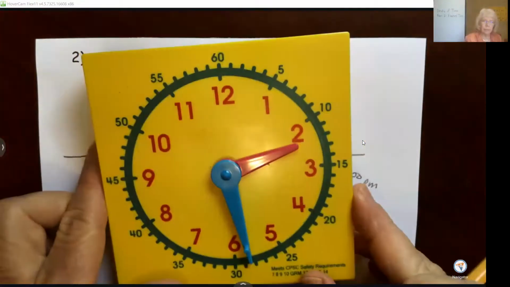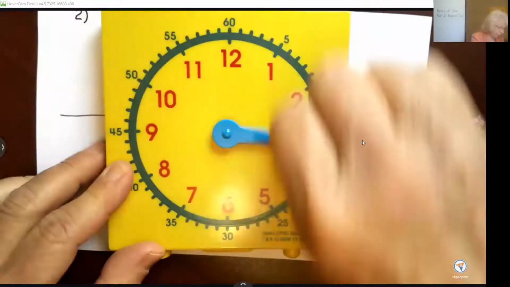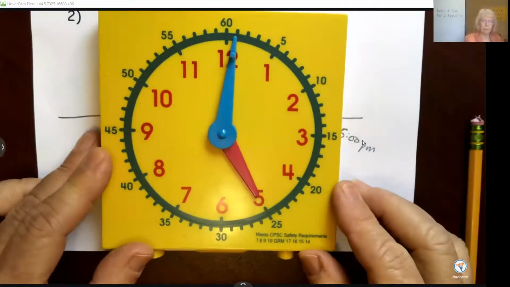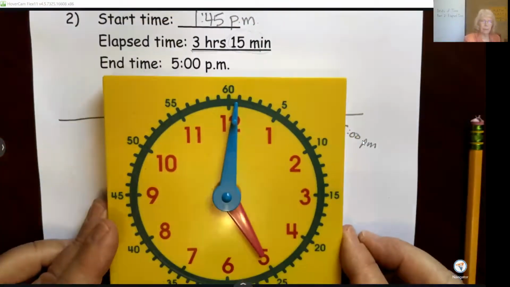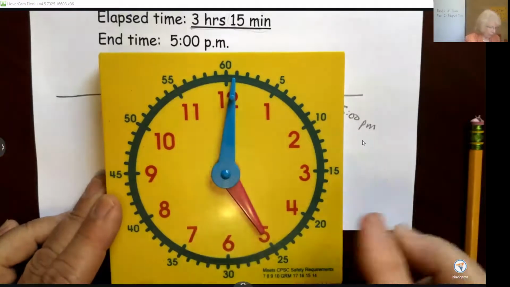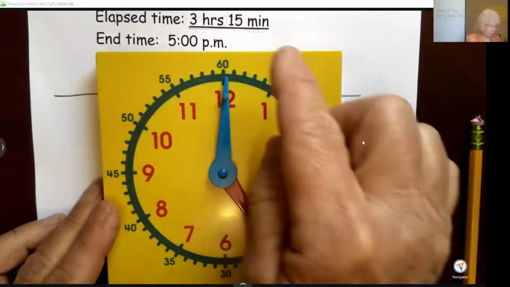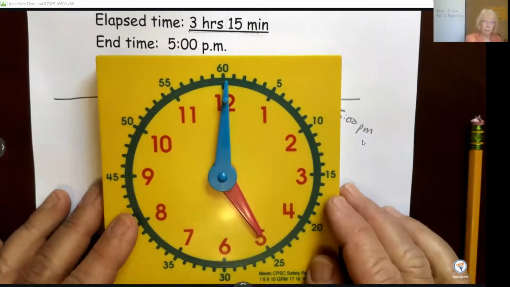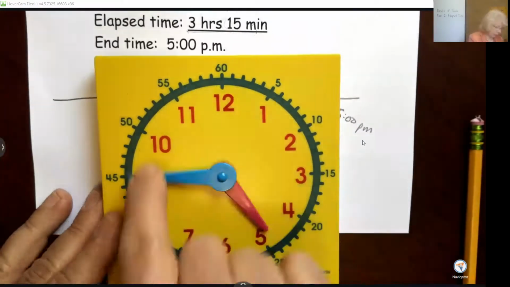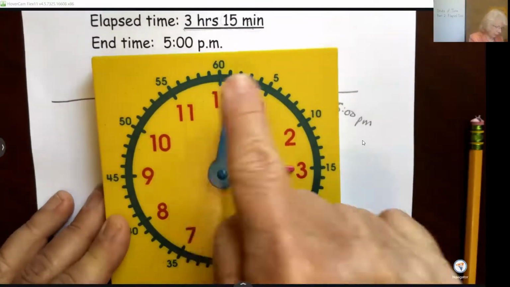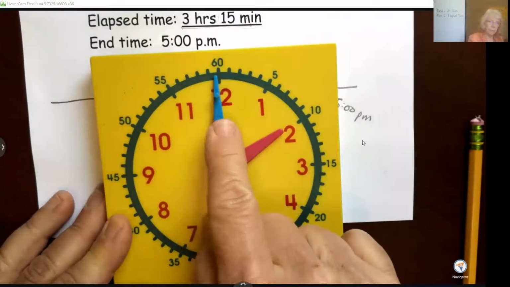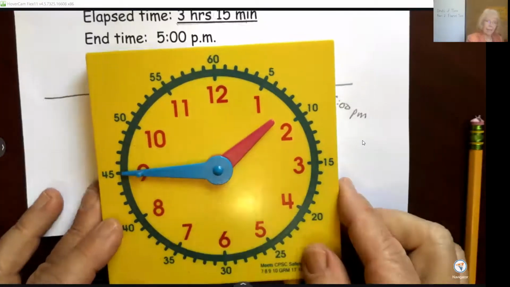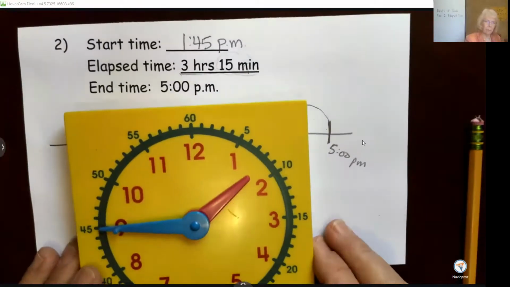All right, let's look at it on a clock. Okay, here's our clock again. We're gonna fast forward to 5 o'clock, right there, straight up on 5 o'clock, and we know that we need to go back 3 hours. Well, when we go backwards in time, we have to do what's called counterclockwise, going this way. So we're gonna go 3 full rotations, 1, 2, 3 hours, and then we need to go another 15 minutes backwards in time. And that time is 1:45.